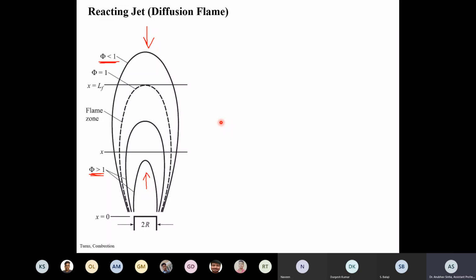See, strictly speaking, it is not correct to define phi for a diffusion flame. Phi is generally defined when you have a mixed mixture, like we have in a premixed flame. But for a rough understanding, we can say that phi is equal to 1. But in general, in a diffusion flame also there will be some.